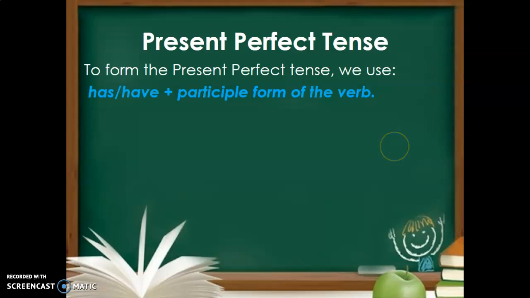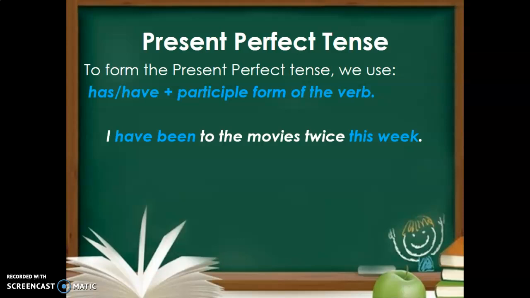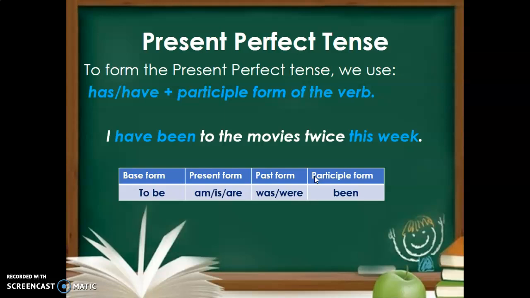Let's have a look at an example. I have been to the movies twice this week. Here we have have. We're using have because here we have the subject pronoun I. I have been, which is the participle form of the verb to be. So I have prepared a little box here explaining the verb forms. So here, for example, we have the to be verb, right? So what's the base form for the verb to be? To be. What's the present form?